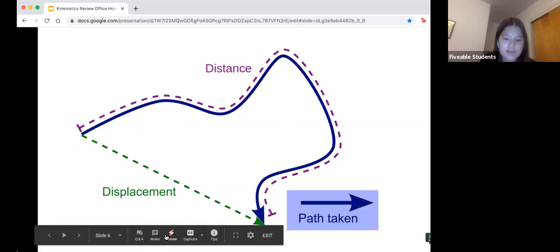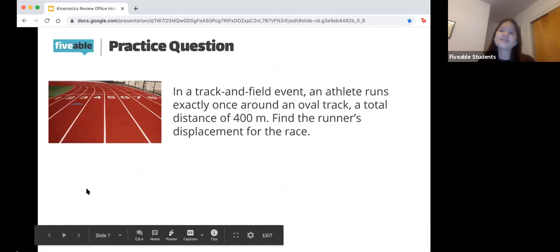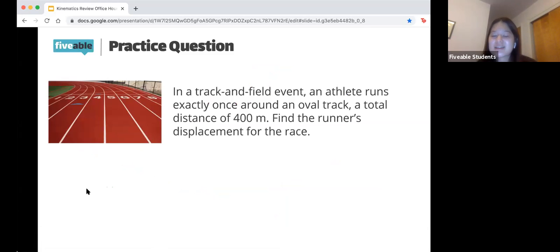Okay, so I believe I do have a practice problem. All right, so in a track and field event, an athlete runs exactly once around an oval track, a total distance, so I'm just going to underline some keywords. Remember, position, distance, displacement are three different things. Particularly, I also want to emphasize distance and displacement are two very different things. So total distance of 400 meters. Find the runner's displacement.